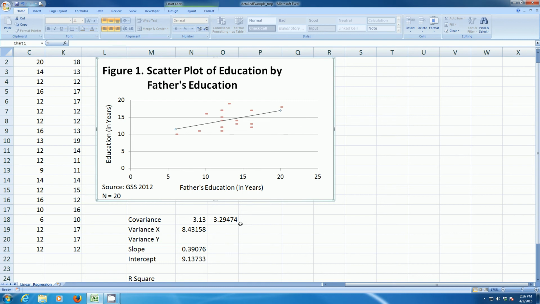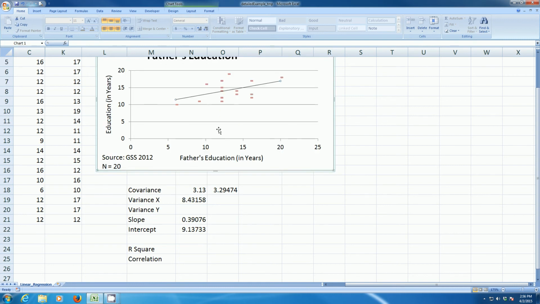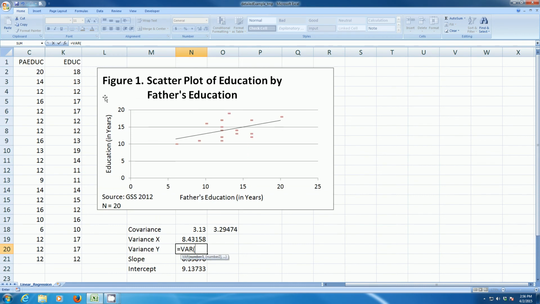It at least looks like it has a fairly decent fit, but we need some kind of formal test for how well these things actually fit together. What we would calculate is something called the R-square. Remember, the R-square is a measure of model fit. In order to calculate R-square, we first have to calculate the variance of the dependent variable. Again, we can use Excel's built-in var function, and we want the variance of our dependent variable, education in this case. That comes out to about 7.25.